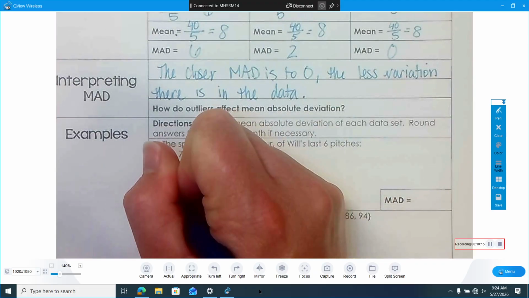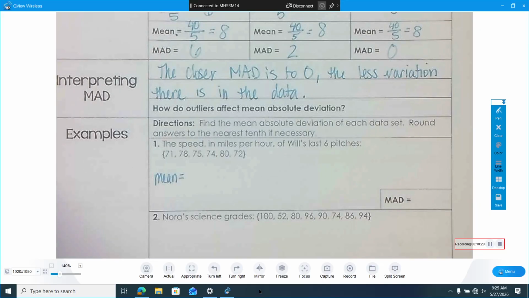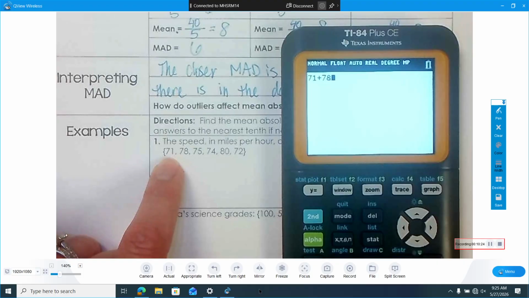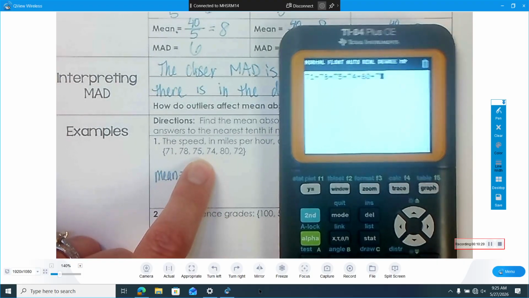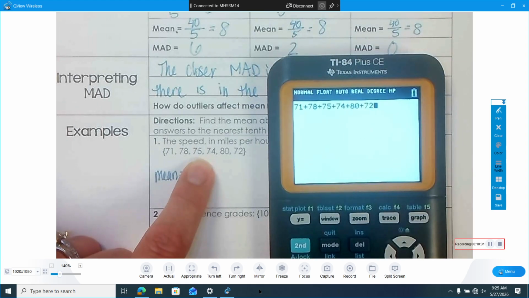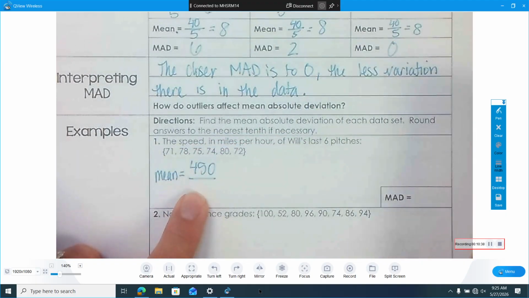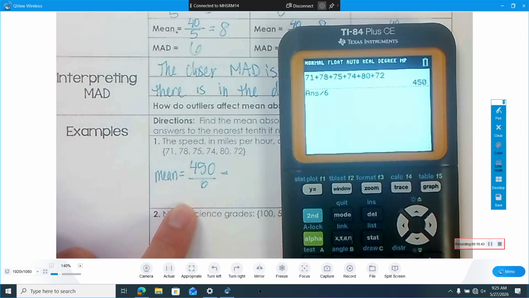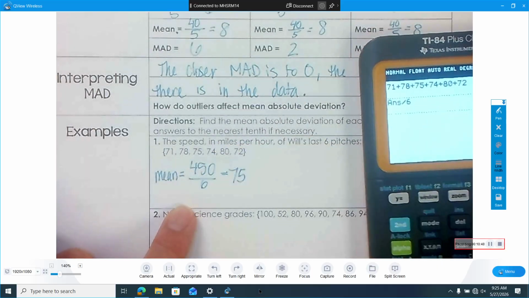Find the mean. Yeah, we're going to find the mean. We don't have to put them in order to find the mean. So we're going to start by adding everything up. 71 plus 78 plus 75 plus 74 plus 80 plus 72. So I'm adding up all of my data here, and I get 450 divided by how many, 6 pitches. So we're going to take that and divide by 6, and I get 75 for the mean.